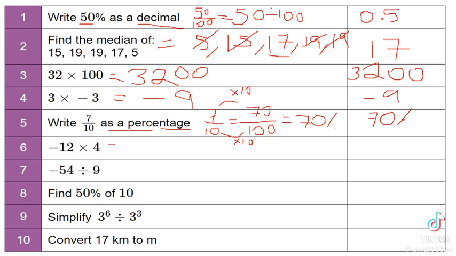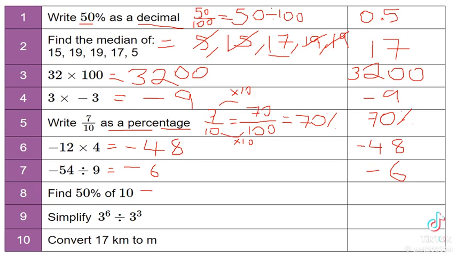Question number 6, negative 12 times 4 is negative 48, and negative times a positive, the sign of my answer is a negative, so it's minus 48. 12 times 4 is 48. Okay. Question number 7, minus 54 divided by 9. When negative divided by positive, the answer will be a negative. 54 divided by 9 is equal to 6. So my answer is negative 6 or minus 6.